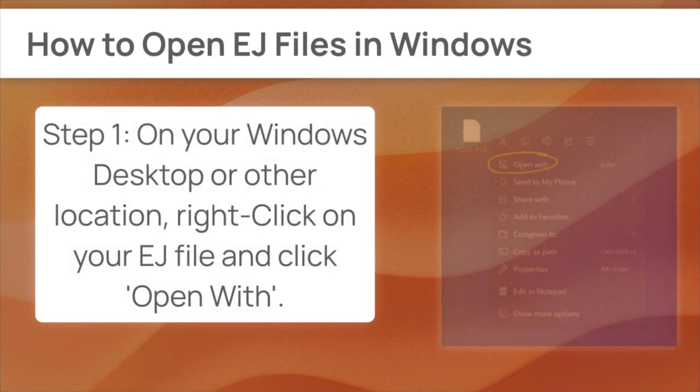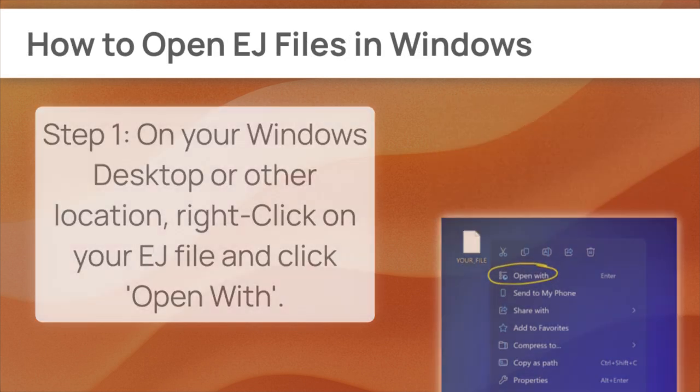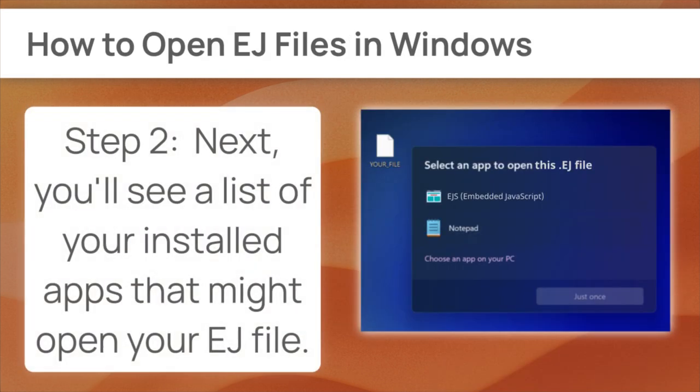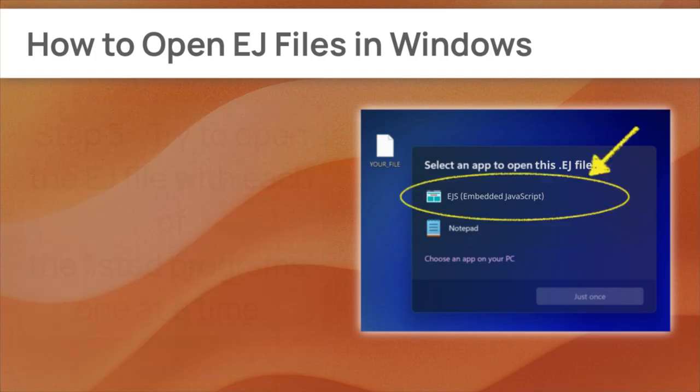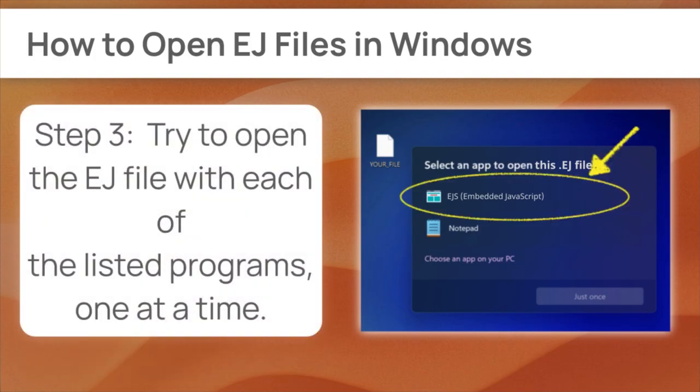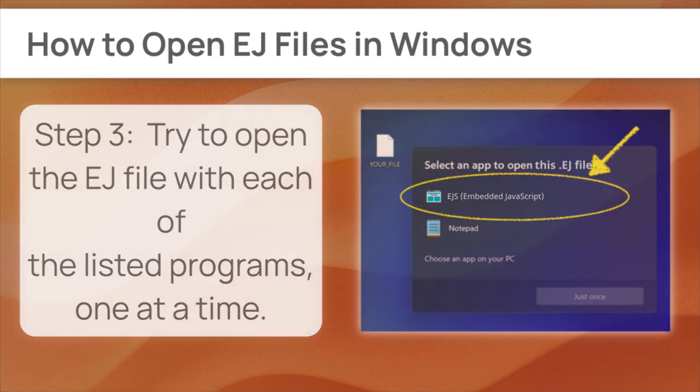Begin the search for the specific application handler. Right-click the EJ file and choose Open With. Use EJS embedded JavaScript first. If it's absent, select another program. This systematic test sequence is essential.